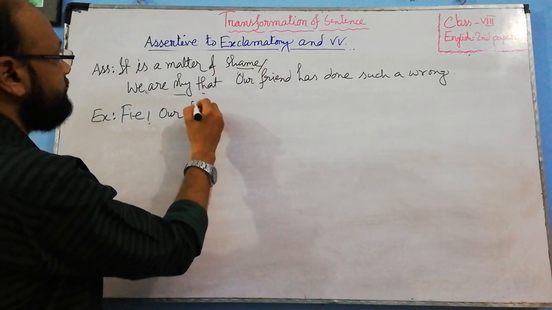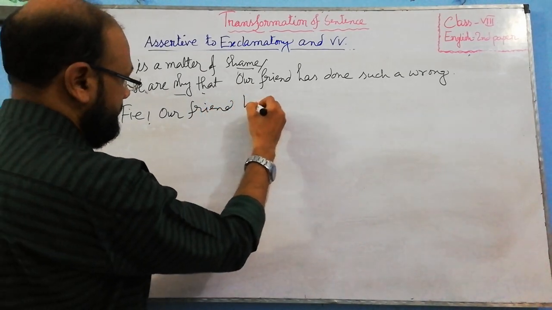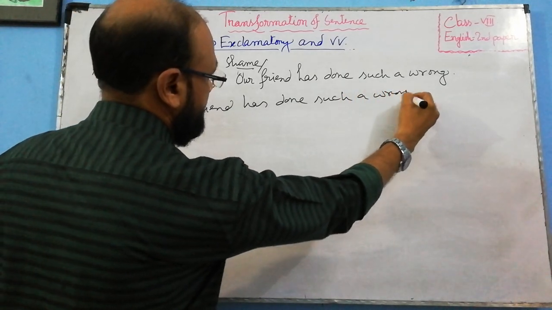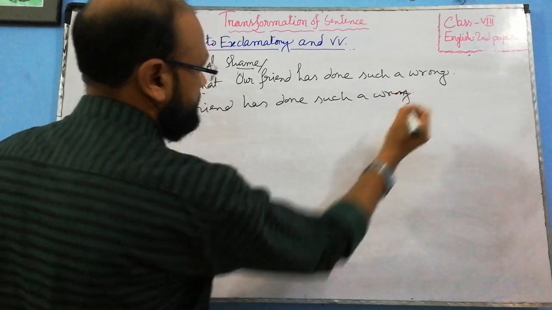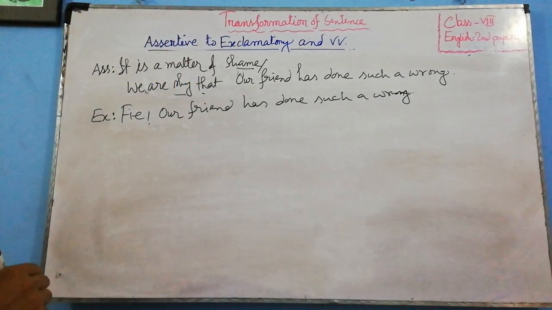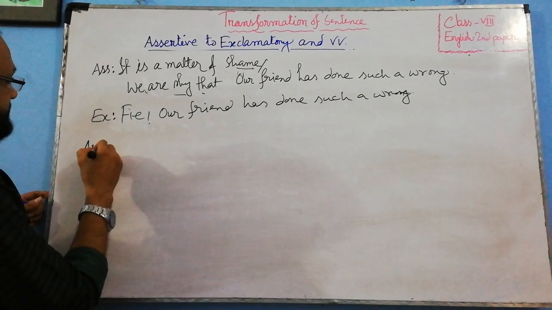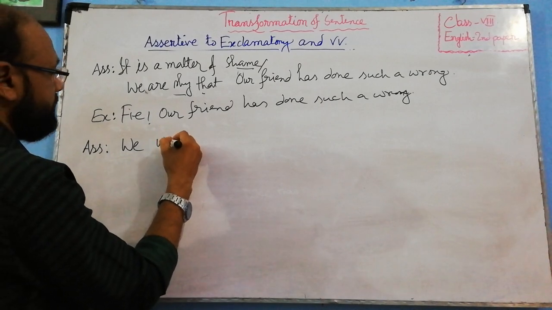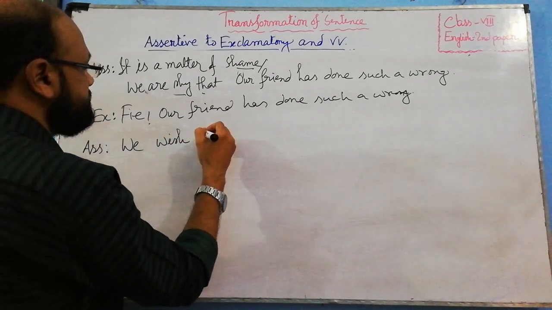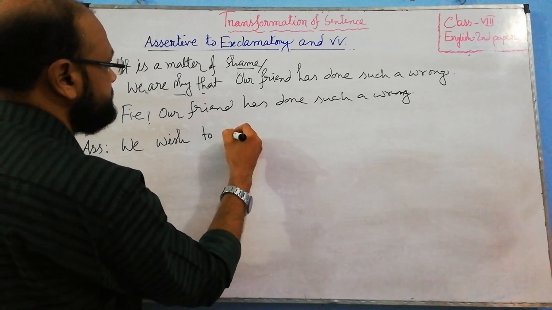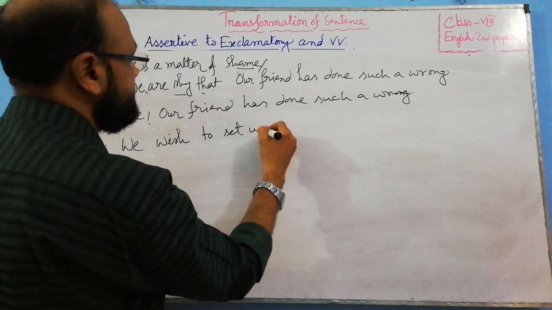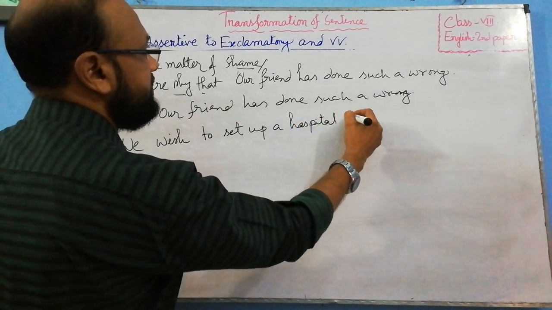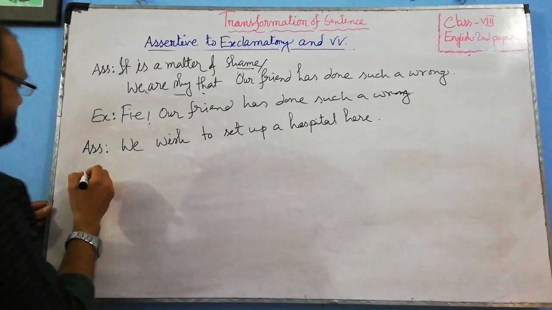Our friend has done such a wrong, and then full stop. So exclamation after why. We can see another type of sentence. We wish to set up a hospital here. Exclamatory one.